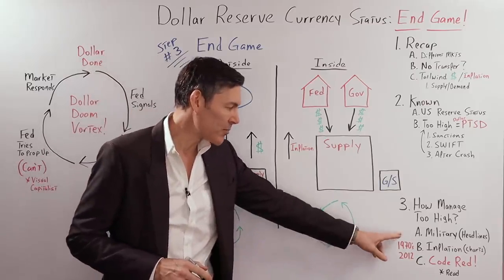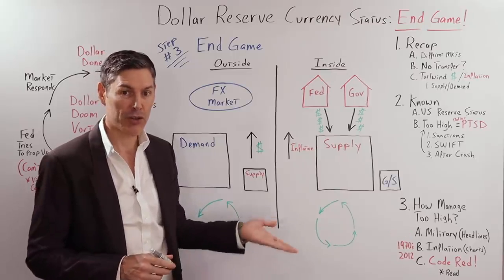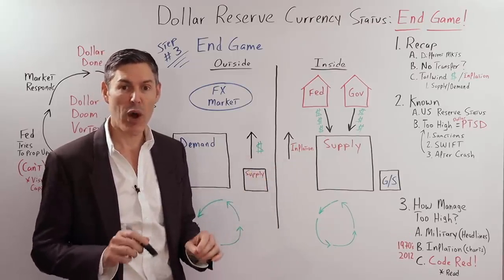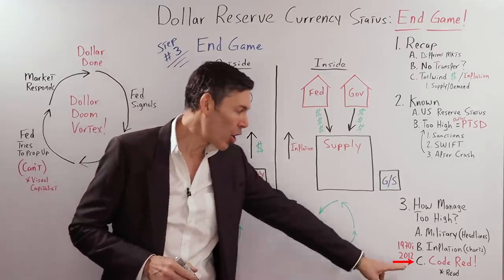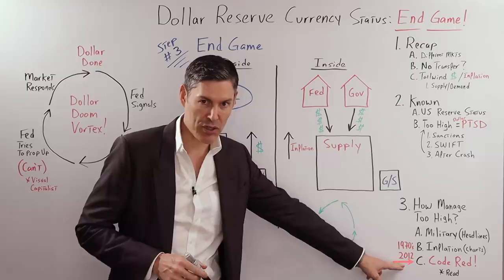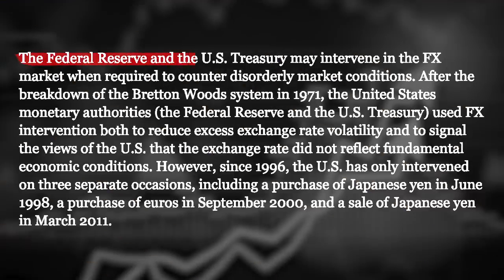So the next question becomes, if the military isn't an option for managing the dollar going too high, what is? What do they do? This brings us to what I am calling the code red option. To understand this further, let's go right to the Fed's website. The Federal Reserve and the U.S. Treasury may intervene in the FX market when required to counter disorderly, quote unquote, market conditions.